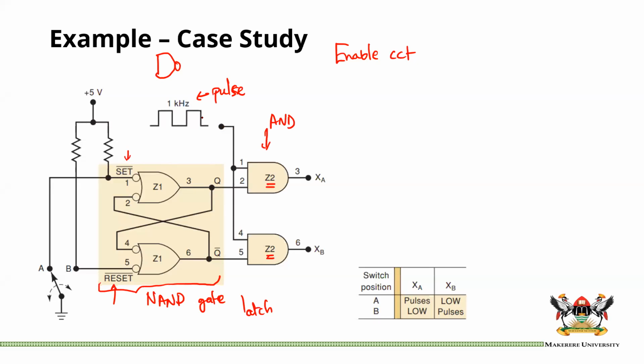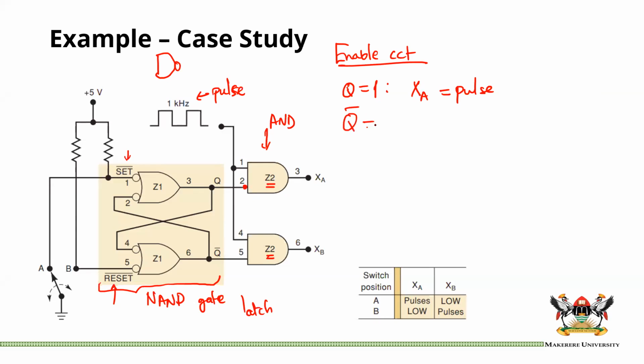A pulse is like a square wave, in this case a 1 kilohertz square wave. So essentially what this means is that if Q equals 1 here, then XA will be equal to the pulse. That's what it means. Because if you have a 1 going into this point, then whatever is at the other input will go through. So that's why I said it is like an enable circuit.